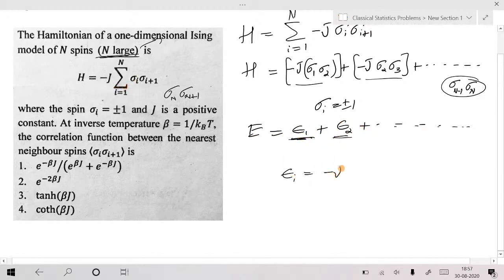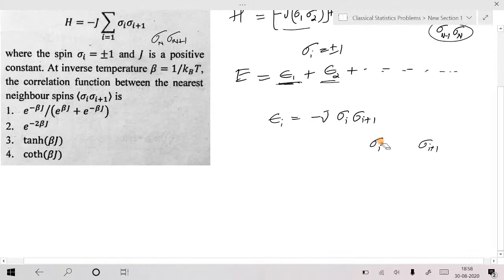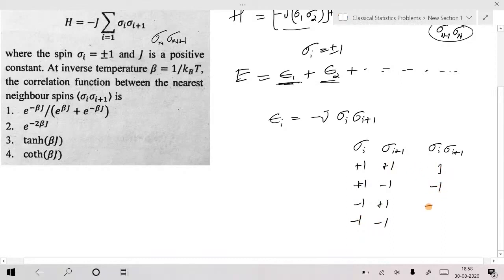Look at here, minus J into sigma i plus 1. So not two possible values. Wait a second, this has four possible values, I think. Let me check it again. I'd better put a table, am I right? Sigma i, sigma i plus 1, and sigma i into sigma i plus 1. Plus 1 plus 1, plus 1 minus 1, minus 1 plus 1, minus 1 minus 1, am I right? You will have plus 1, you will have minus 1, minus 1, plus 1.